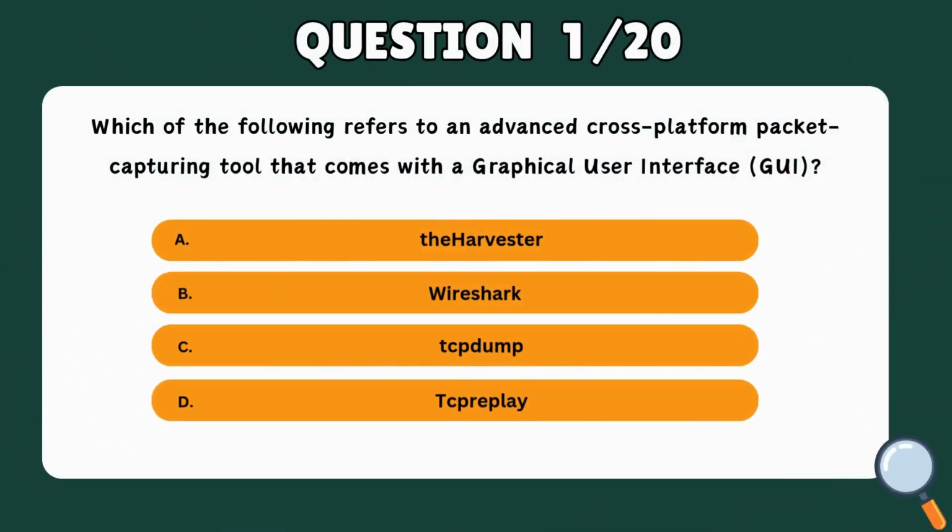Question 1. Which of the following refers to an advanced cross-platform packet capturing tool that comes with a graphical user interface? A. The Harvester. B. Wireshark. C. TCPdump. D. TCPreplay.